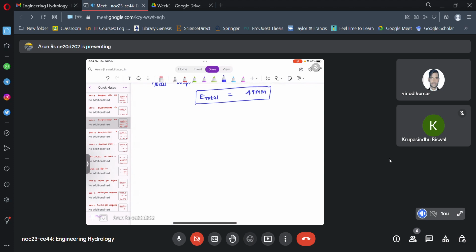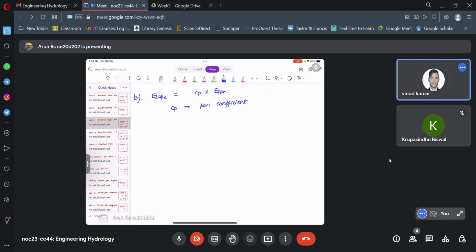Now part 2 of the question. Nearby there is some lake, and we need to estimate the evaporation from the lake. So evaporation from lake is equal to Cp into evaporation from the pan, where Cp is the pan coefficient. Do you know the reason why we are multiplying it with the pan coefficient? What is the reason? Any idea?